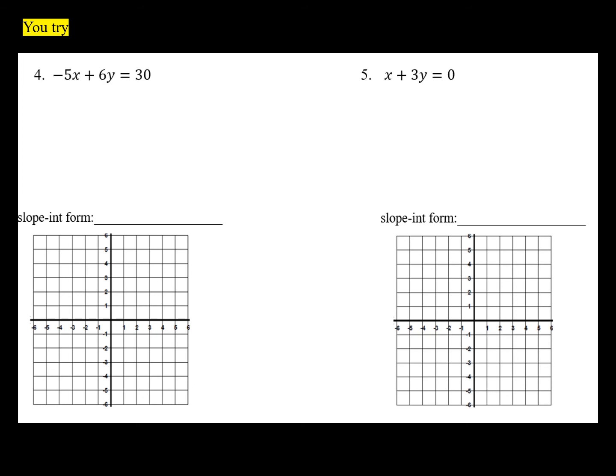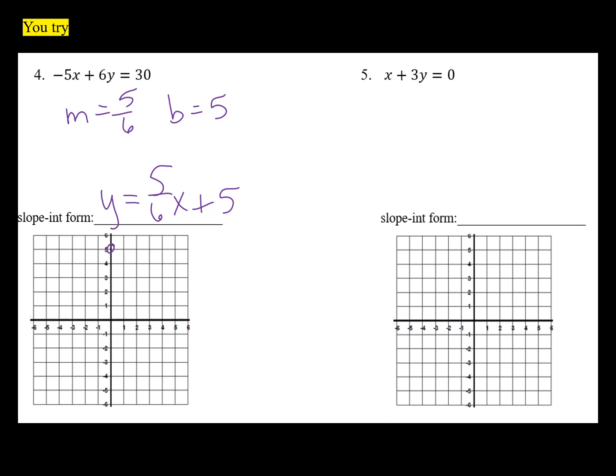Okay, so go ahead and pause the video and then unpause it to get the answers here. But on number 4, if you rearrange that, you should get y equals 5 over 6x plus 5. Okay, so my slope is 5 over 6 and my y-intercept is 5. So I'm going to put my y-intercept here at 5.